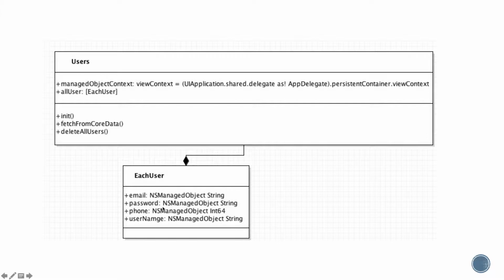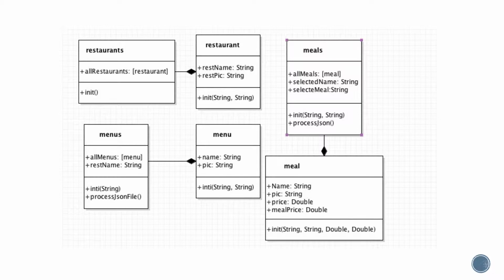And then once you are in the login view, the users will fetch all the data from the core data as each user entity, and then it will check whether the password and the username are correct or corresponding. And then there are three types of model using the same idea.